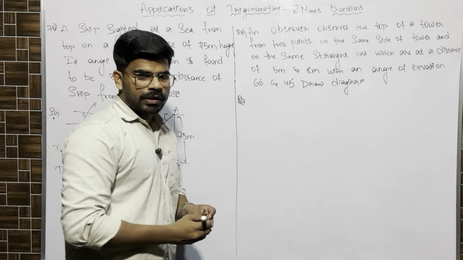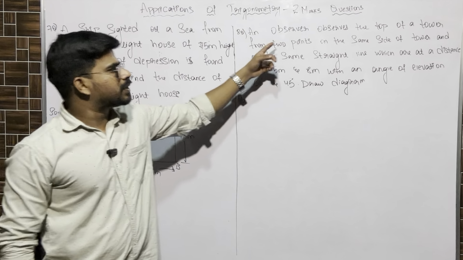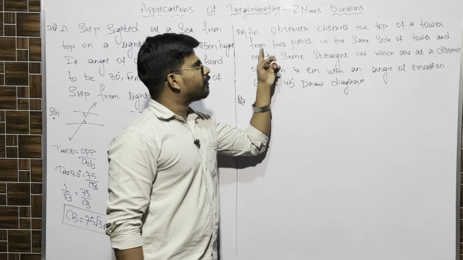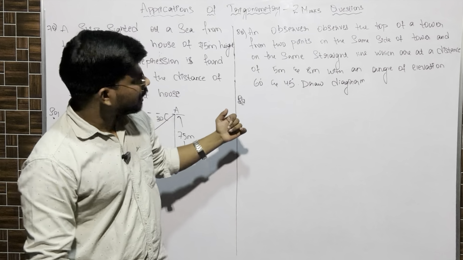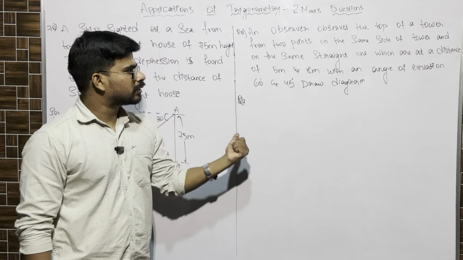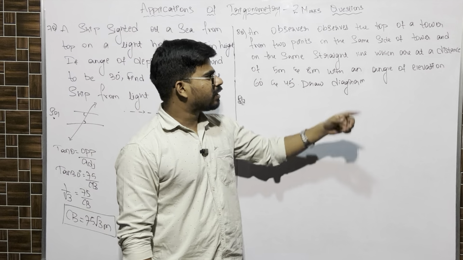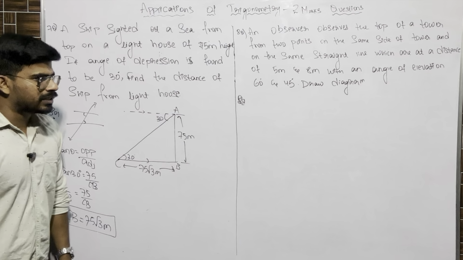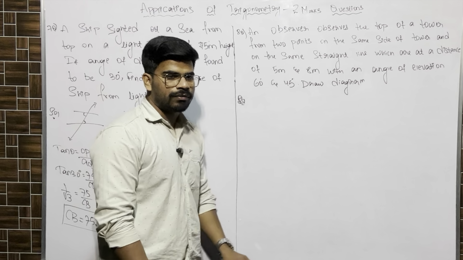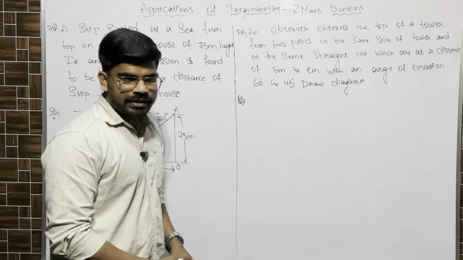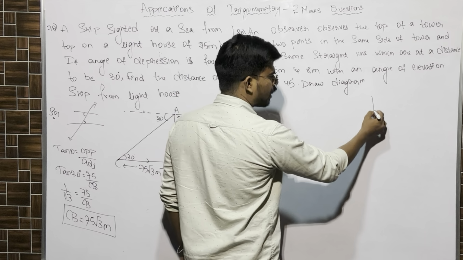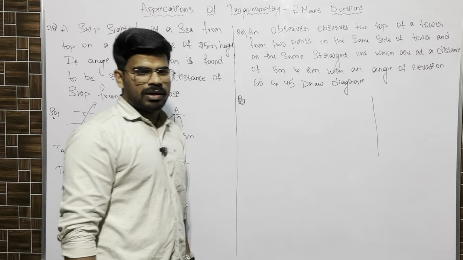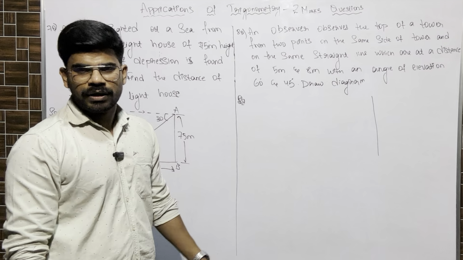Right. Here we have another question in front of us. An observer observed the top of the tower from 2 points on the same side of the tower and on the same straight line, which are at a distance of 5 meter and 8 meter with an angle of elevation 60 degrees and 45 degrees. We have to draw a diagram. A tower is there. We just have to draw the diagram, need not solve. Same kind of question we solved and found out the different distance also.